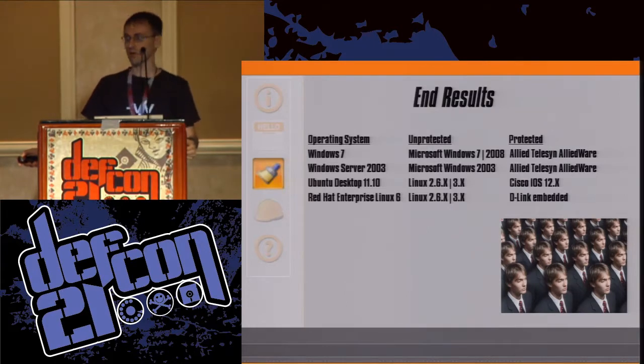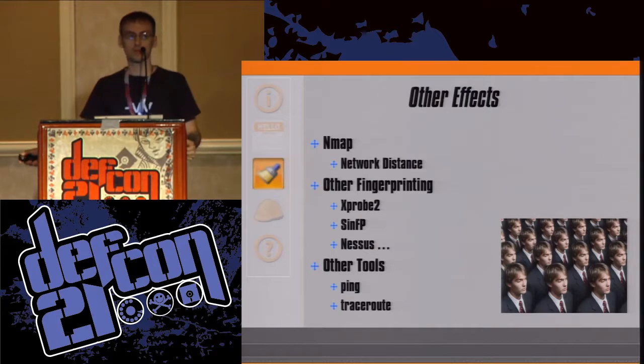Yes, they are all looking the same. They're all looking like routers. Okay, not so bad. Unless you are that router, then I guess it's not so great. All right. So, in addition to those results, fantastic results, I would say, there are some other effects.